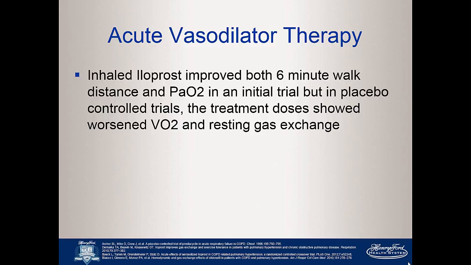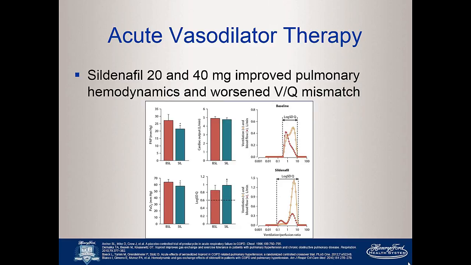However, in controlled trials using 2 treatment doses, double and 4 times the initial trial, those studies showed worsened VO2 and resting gas exchange. And in terms of sildenafil therapy, both 20 milligrams and 40 milligrams, as predicted, would improve pulmonary hemodynamics, but seem to worsen VQ mismatch.